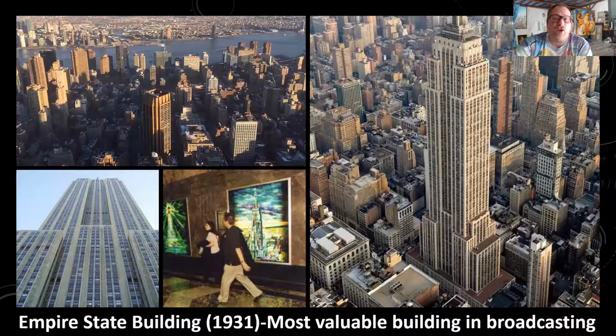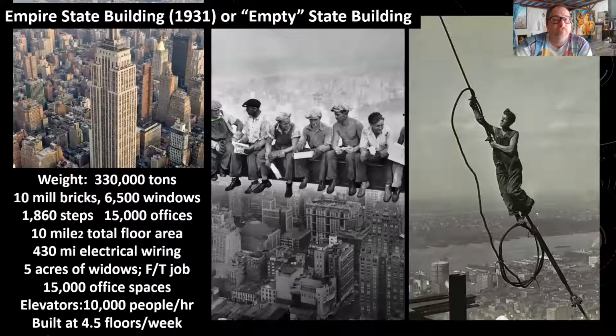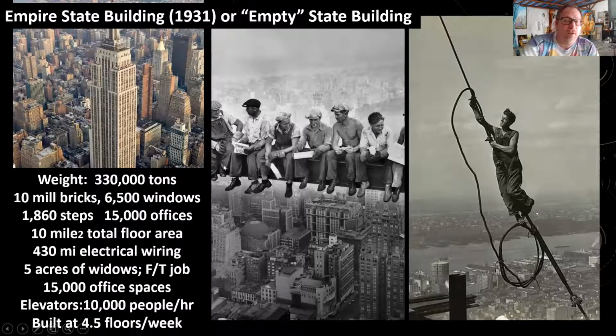Empire State Building, it looks like all the other buildings, it just happens to be more beautiful and taller. Here's the idea of the Empire State Building, which was the tallest building in the world for about 40 years, till the Sears Tower took it up. It was actually finished during the Great Depression, so it was called the Empty State Building. And if you look at a couple things, they're amazing. 10,000 people an hour can be moved by the elevators. They built it at a rate of 4.5 floors per week.